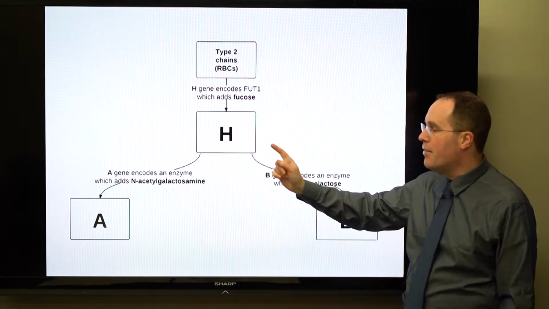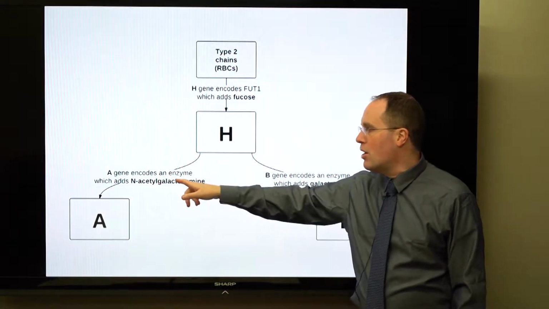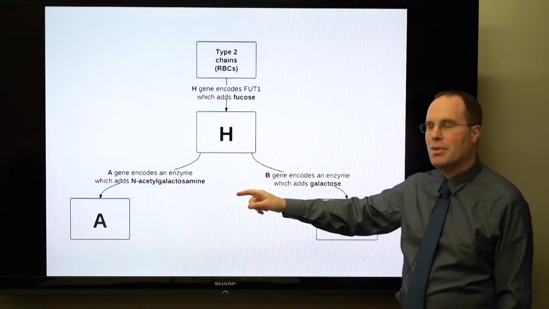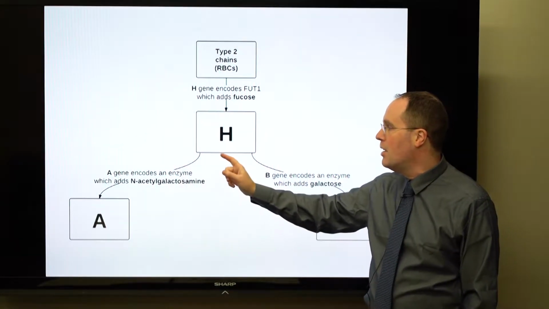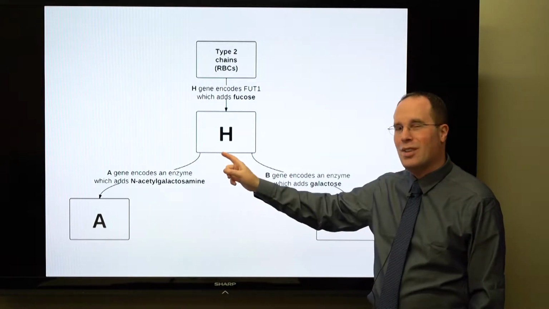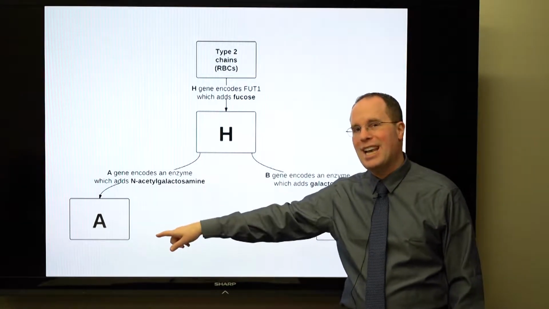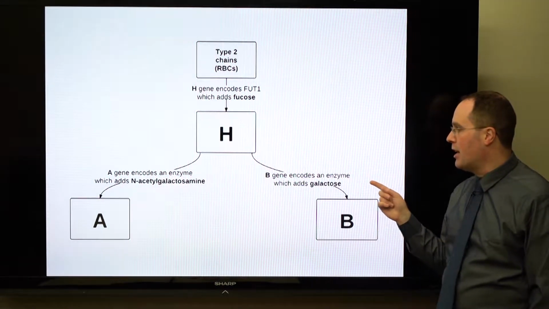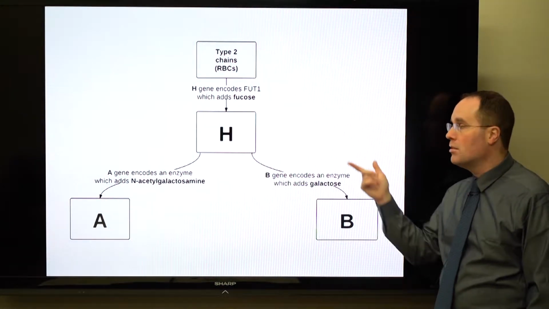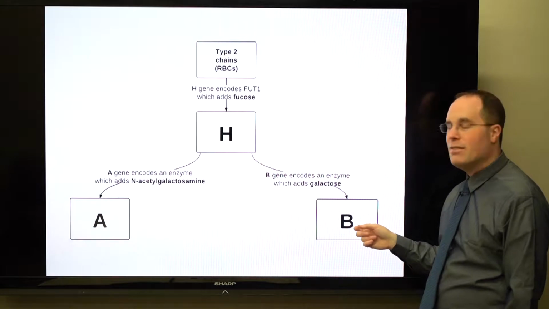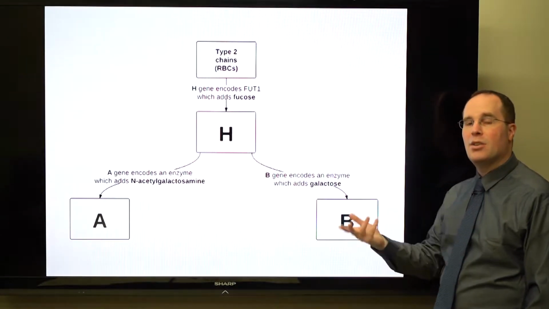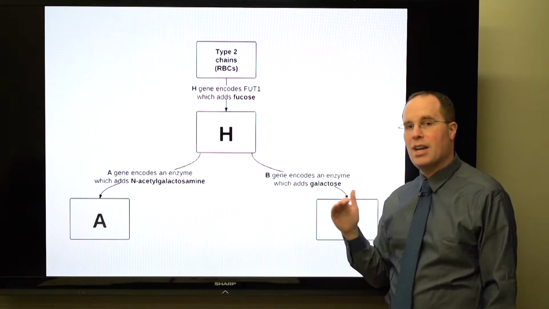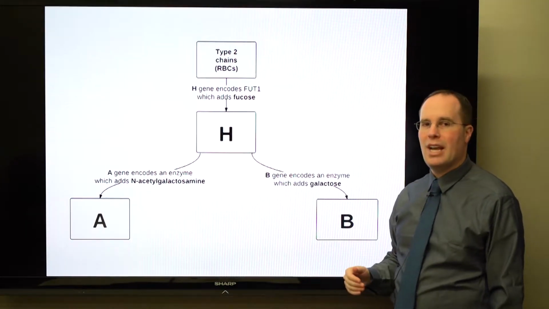If you have an A gene, however, that encodes for an enzyme that adds N-acetylgalactosamine. You add that to the H antigen in order to make the A antigen. If you have the B gene, that encodes an enzyme which adds galactose to the H antigen, and that gives you the B antigen. And so if you're type AB, you do both of these. And again, if you're type O, you stop here at H.